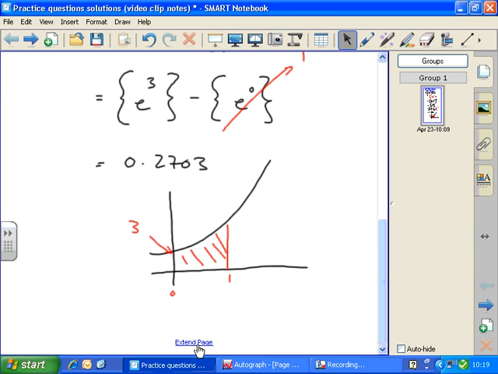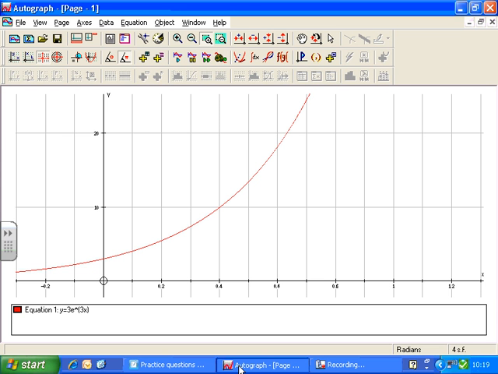Looking at an autograph, just to put it on there to check that it's correct, we get this. So we could actually get some values and we could find out literally what that area is underneath between 0 and 1 to check our values.